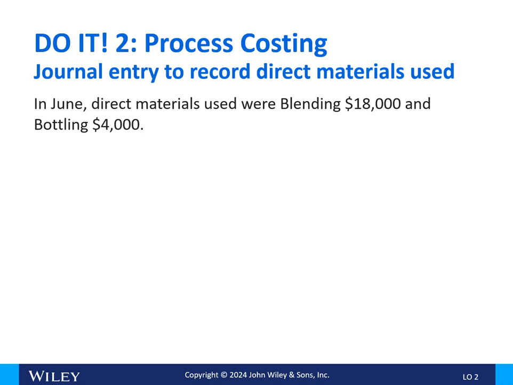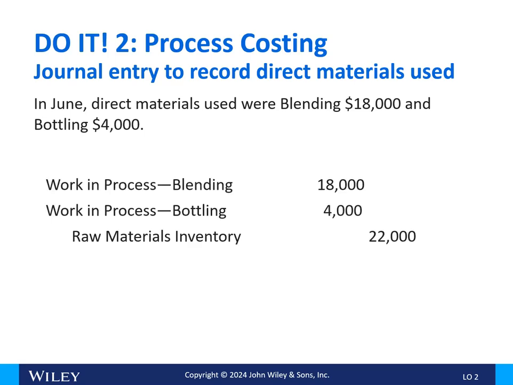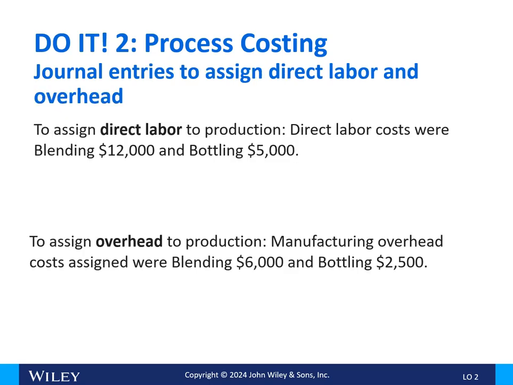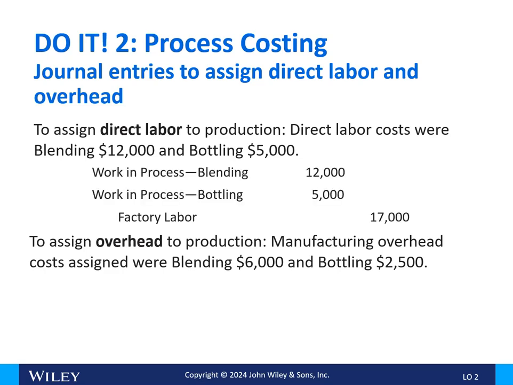So first we'll look at direct materials. Blending used 18,000, bottling 4,000. We're going to debit the work in process accounts, blending 18,000, bottling 4,000, credit raw materials inventory 22,000. To assign direct labor to production, remember direct labor costs were blending 12,000, bottling 5,000. Again, debit the two work in process accounts, blending for 12,000, bottling for 5,000, credit factory labor for 17,000.